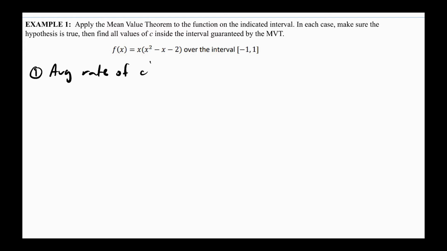Rate of change. Okay. How do we find the average rate of change? How do we find slope? They didn't give us a picture. We can't graph it because this is a non-calculator question. So how do we find slope here?